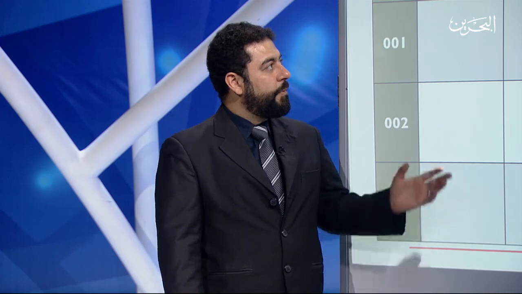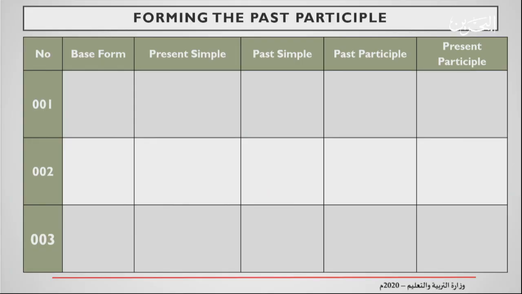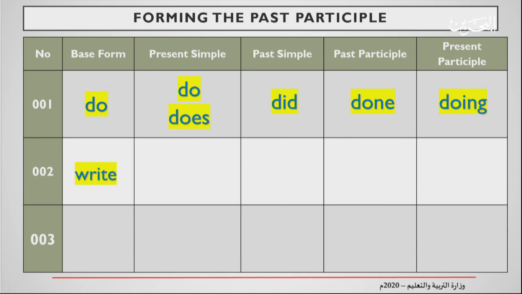All right, forming the past participle. Now, if you open a dictionary or if you go online, you will find a table similar to this. Base form, present simple, past participle, and present participle. So let's have a quick example, do. So the base form of do is do. But in the present simple, you'll find do and does. Does for he, she, it. Past simple, did. Past participle is done. And the present participle is verb plus ing. Okay?